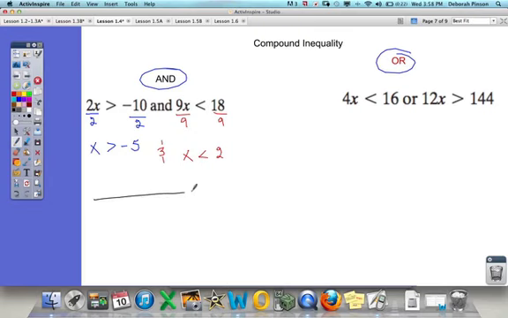Okay, so if I go through and I graph this, here's my 0. I'm going to go ahead and put negative 5 and 2 on my numbers. If I'm graphing this where x is greater than negative 5, it would be an open circle and then shaded this way. Now, if I'm looking for where x is less than 2, it would be an open circle, and I probably should have done this below, an open circle and shaded this way.